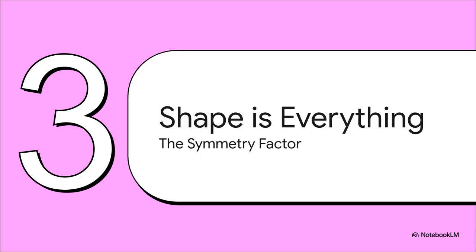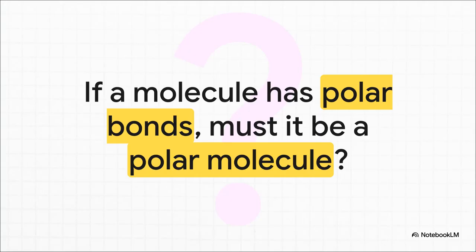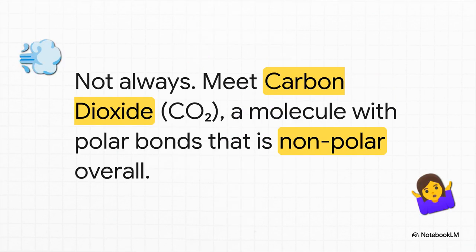Okay, on to section 3. Shape is everything. This is all about the symmetry factor. So this seems kind of simple, yeah? If a molecule has polar bonds, then it has to be a polar molecule, right? Well, maybe not so fast. Is that always true? Not always.